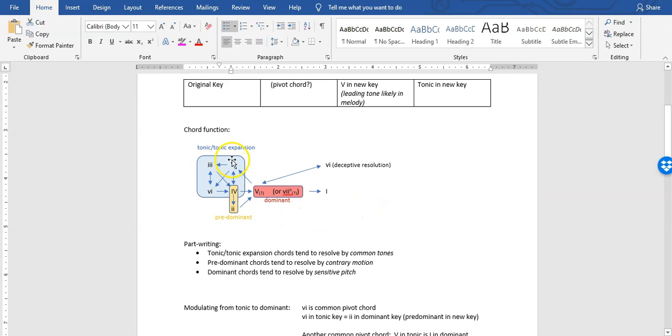And again, if you know their functions: tonic and the tonic expansion chords, which are 3, 6, and 4. 4 can be either tonic or tonic expansion, or it could be tonic expansion or predominant, depending on whether it resolves back to 1 or whether it resolves onto the dominant chord. Tonic expansion chords tend to resolve by common tones. Predominant chords, the 4 and 2, as they resolve to 5, tend to resolve by contrary motion. The bass tends to move up, the upper voices tend to move down. Dominant chords resolve by sensitive pitch. The leading tone of the dominant tends to resolve up, and the 7th of that chord resolves down.